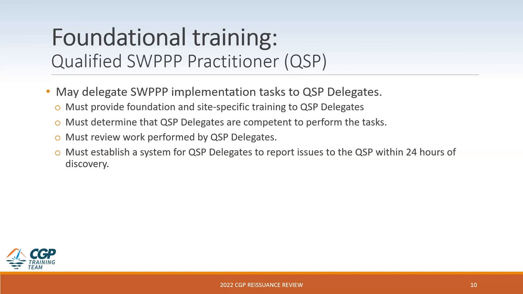The QSP must also train that QSP delegate. So the delegate must understand that they need to have the foundational and site-specific training that we have mentioned. The QSP is responsible for determining that the QSP delegate is competent to perform the tasks that are assigned. And one thing that is new in the 2022 CGP is that there must be an established system for QSP delegates to report issues to the QSPs within 24 hours of discovery. So that communication line must be something that is set up between the QSP and the QSP delegate.